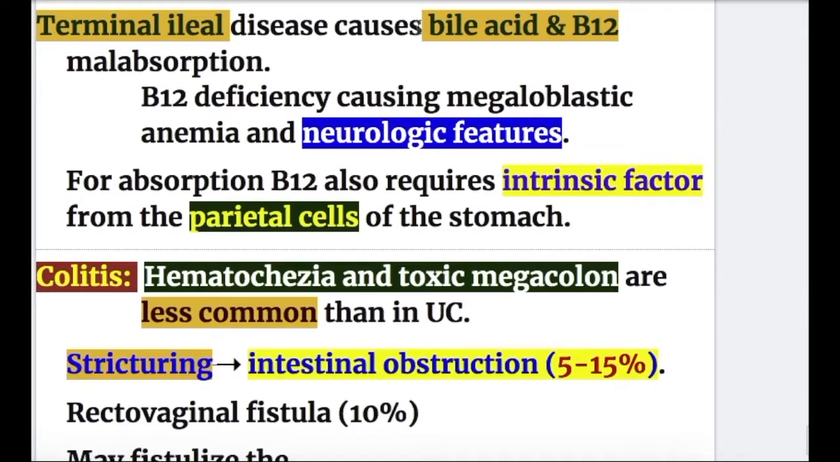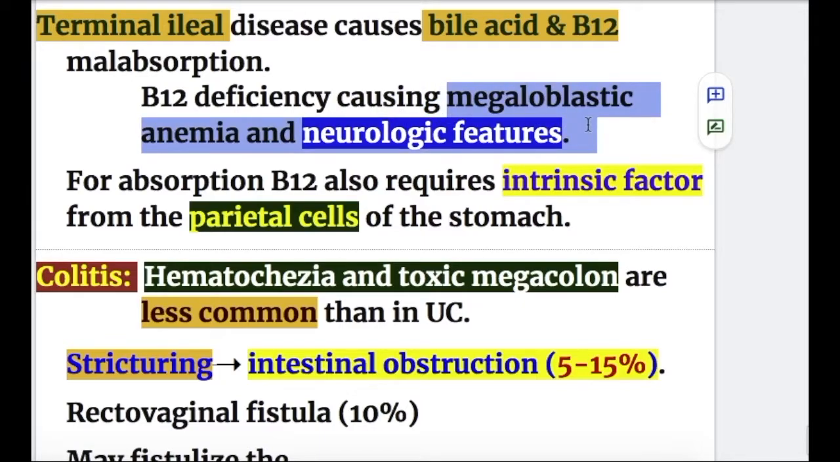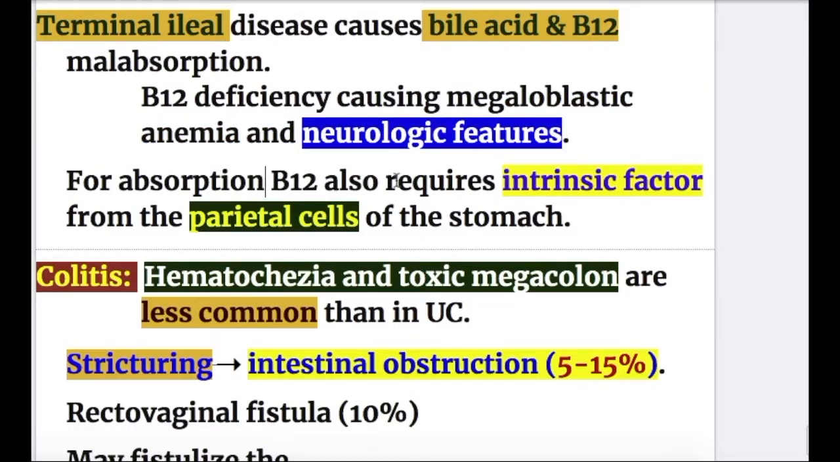Terminal ileal disease causes bile acid and B12 malabsorption, as I earlier mentioned that they are absorbed from there. B12 deficiency causes megaloblastic anemia and neurological features. So what type of neurological feature? B12 causes posterior column defect. We have a separate video on vitamin B12 deficiency. Please watch it for further details. For absorption, B12 also requires intrinsic factor from the parietal cells of the stomach. So a lesion in the stomach may also cause B12 deficiency.